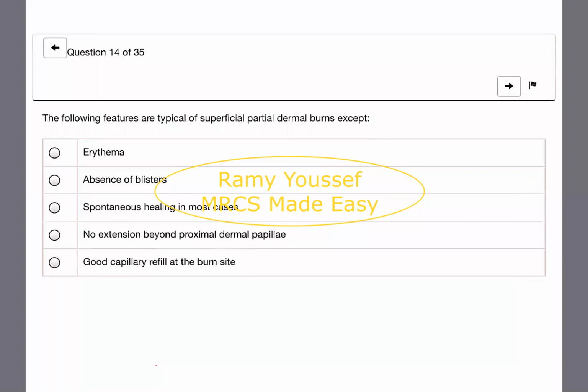The following features are typical of superficial partial dermal burns except: A. erythema, B. absence of blisters, C. spontaneous healing in most cases, D. no extension beyond proximal dermal papilla, E. good capillary refill at the burn site. So the answer is B, absence of blisters, because superficial partial dermal burn has blisters.